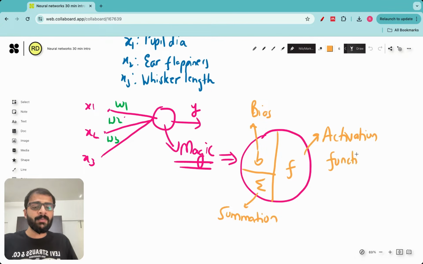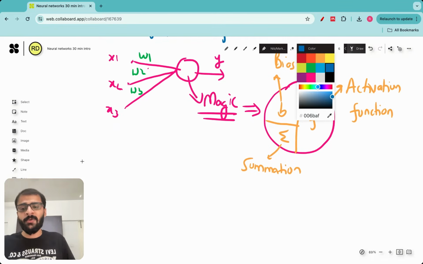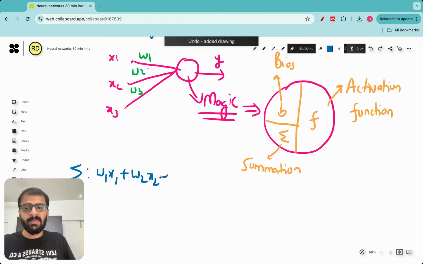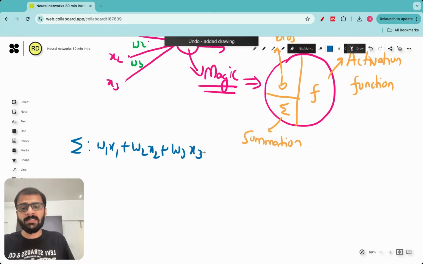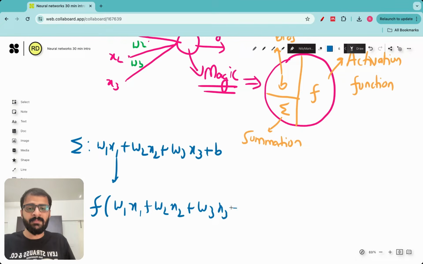So, whenever you hear of the term neuron, remember that it does three things: summation, bias, and activation. Mathematically, it takes in the input features and the weights, and first of all does the summation: W1 x1 plus W2 x2 plus W3 x3. Then it adds the bias term, b, and then it takes the activation function. So f of w1 x1 plus w2 x2 plus w3 x3 plus b.